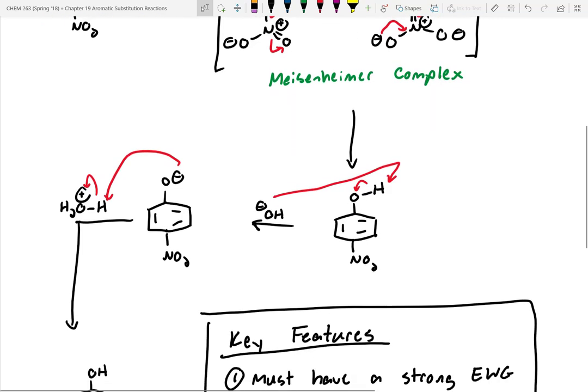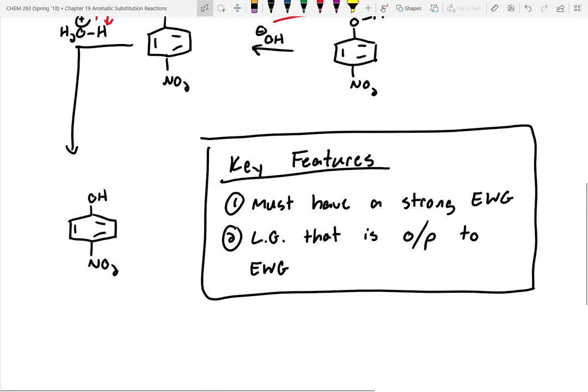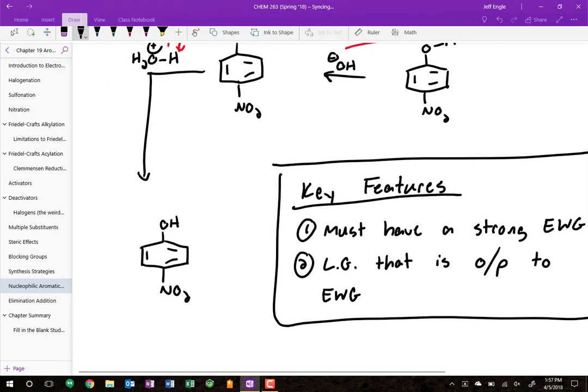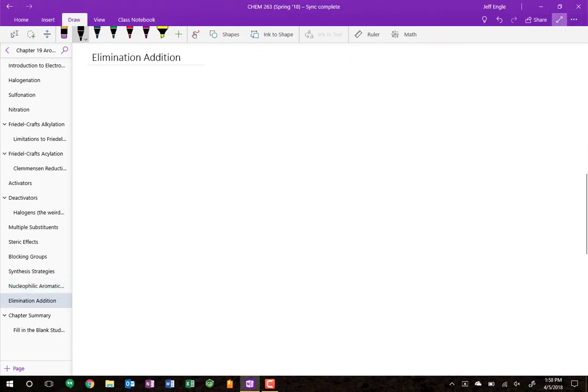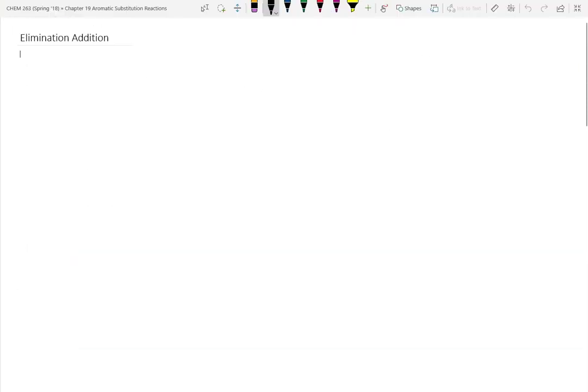All right, so it is kind of a weird reaction. It has a lot of rules you have to follow, but if you ever see a nitro group and a leaving group, you might think about this reaction rather than our normal electrophilic aromatic substitution. All right, there's one last reaction. It's kind of similar, but a little bit different in terms of its mechanism. This is called elimination addition, and I'll show you a few different cases.